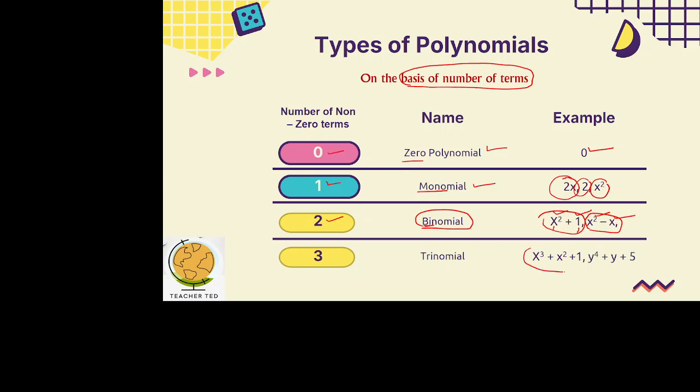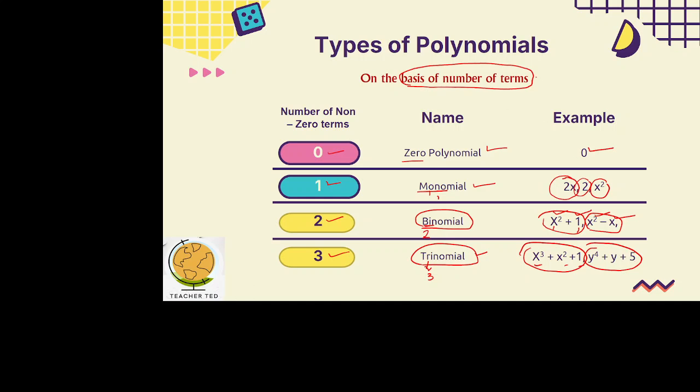Similarly, if you have three terms in your expression, that is in the polynomial, we can call this polynomial a trinomial. You already know the meaning of tri is 3, the meaning of bi is 2, and for remembering purposes, mono is 1. So if there are three terms in the expression, we can call it a trinomial. You observe here there are three terms available. x cube is one term, x square is another term, 1 is another term. In this polynomial, y to the power of 4 is the first term, y is the second term, and 5 is the third term. I hope all of you understood.